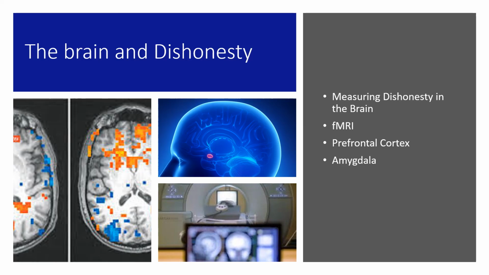If polygraph tests aren't very effective at detecting dishonesty, then what about the brain? Would you be willing to go into an MRI if someone asked you to, if they wanted to know whether or not you were telling the truth? Well, brain imaging studies have contributed to the view that lying generally requires more effort than telling the truth, and it involves the prefrontal cortex.